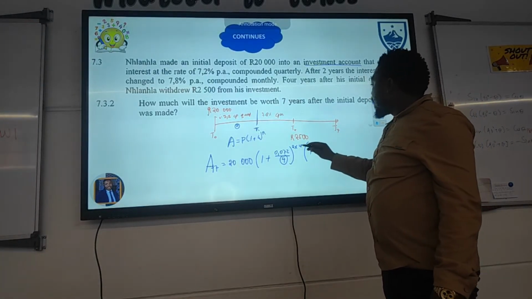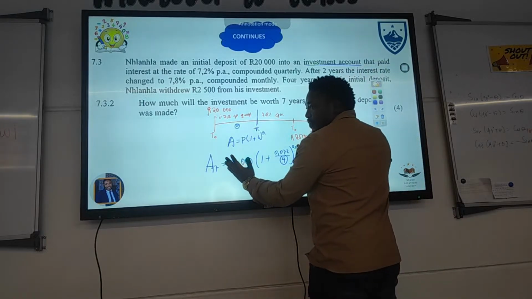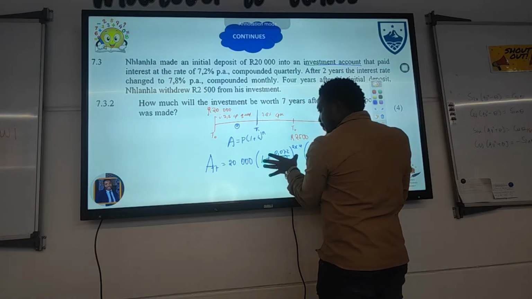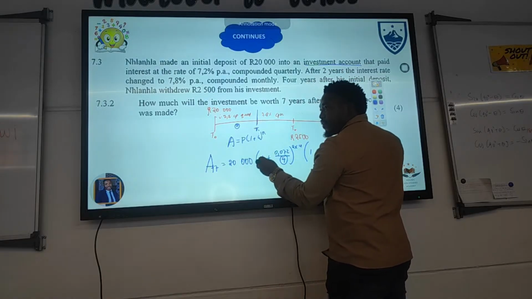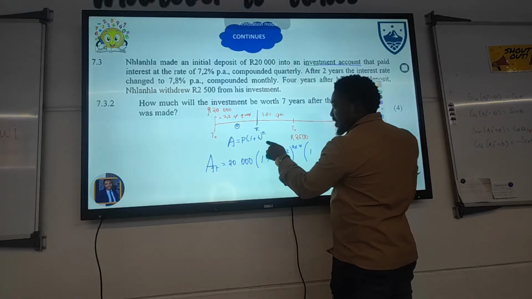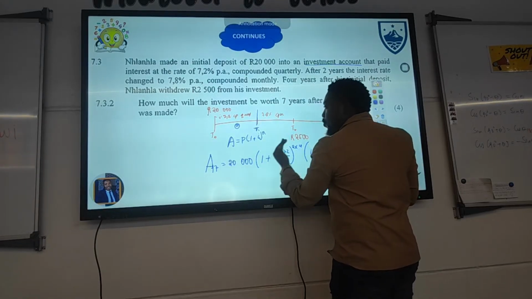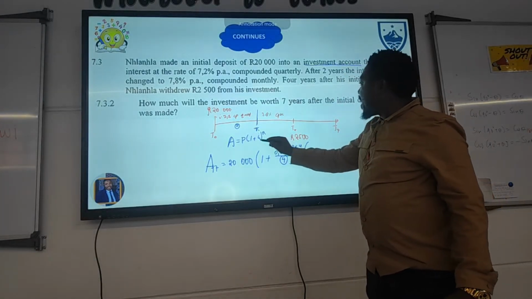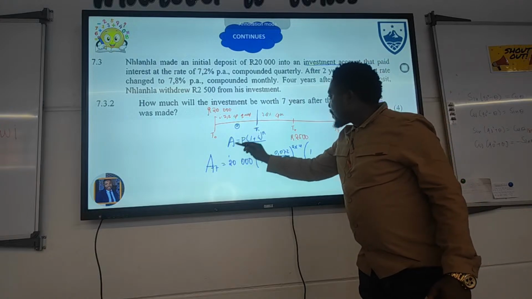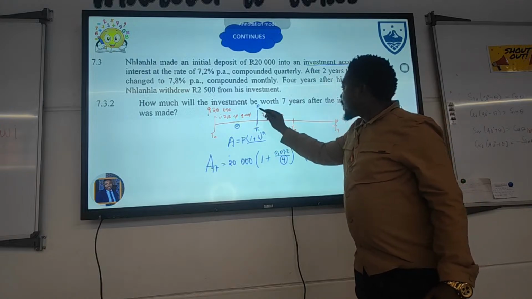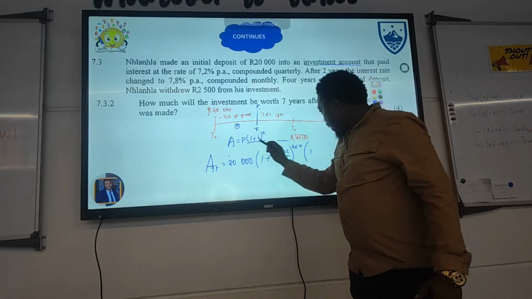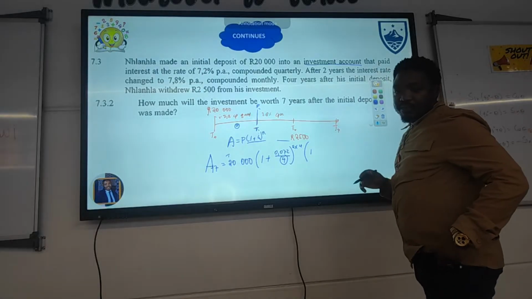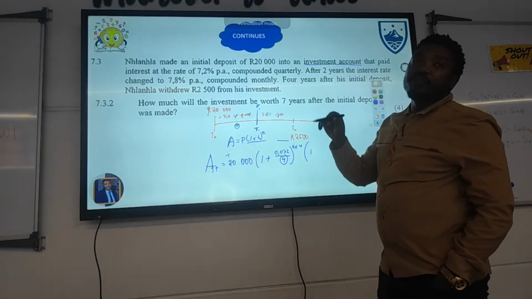So this is now my new P. Or you can find the value of this and then continue, rewriting the formula again. But I want us to do it in just one line. So this is my new P. I'm just going to add this part because this becomes my P. This is my P2. So the whole thing becomes P2, which is the same amount that we got last time when we were doing the problem at 7.3.1.